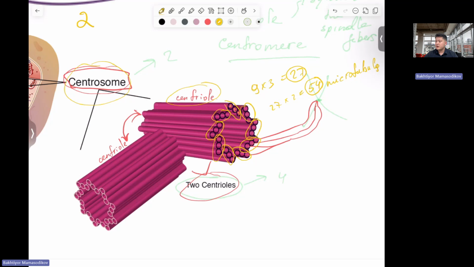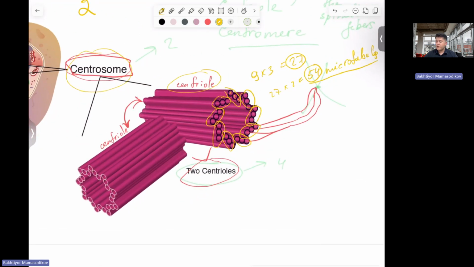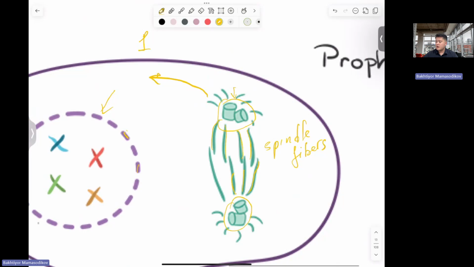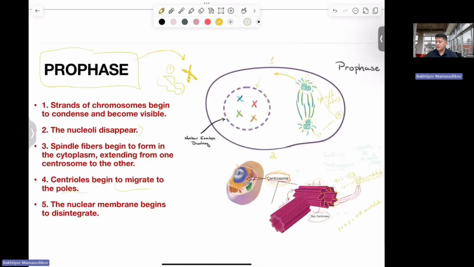Okay, in one centrosome, I have 54 microtubules. How many microtubules overall in the prophase? So we have 2 centrosomes. In one centrosome, I have 54 microtubules. In 2 centrosomes, I will have 108 microtubules, okay? So here you can see, here I have 54 microtubules, and here as well 54 microtubules. So overall, I have 108 microtubules totally in prophase, okay? If someone asks you, you have to answer like this.